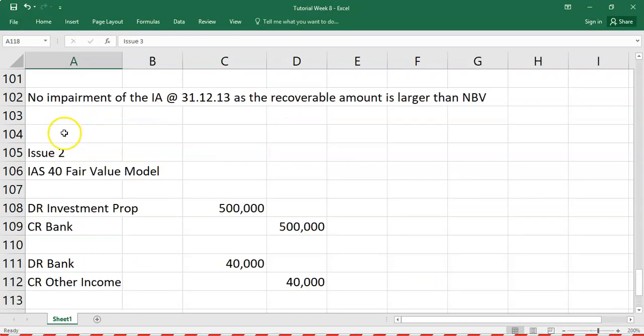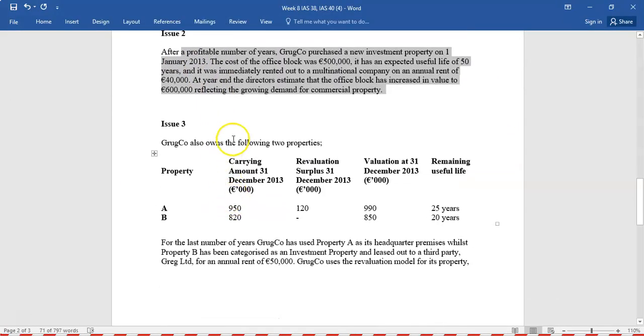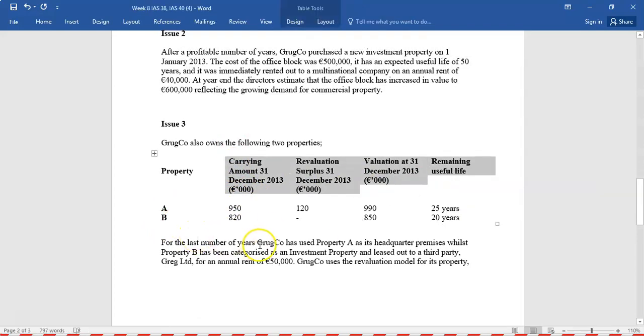Right? So in issue 3 here, what we're looking at is they also own 2 other properties, property A and B, with the following information. And you're told for the last number of years, property A was its headquarters at GrowCo, and property B was an investment property. So property A was IAS 16, sorry. Property B was IAS 40.